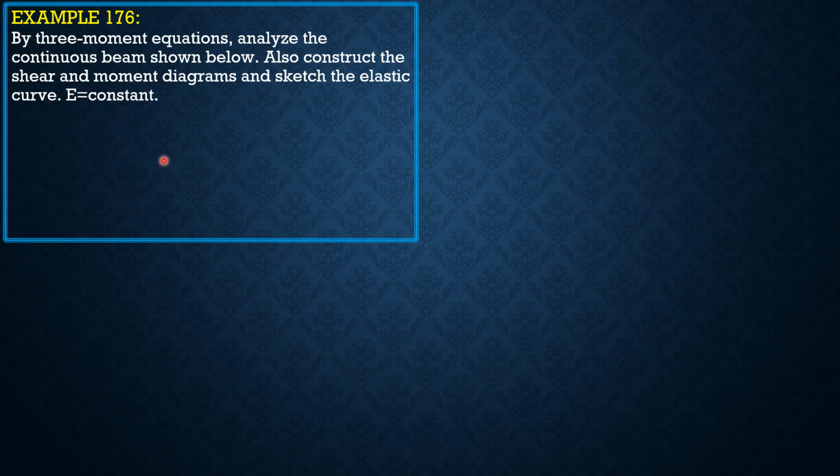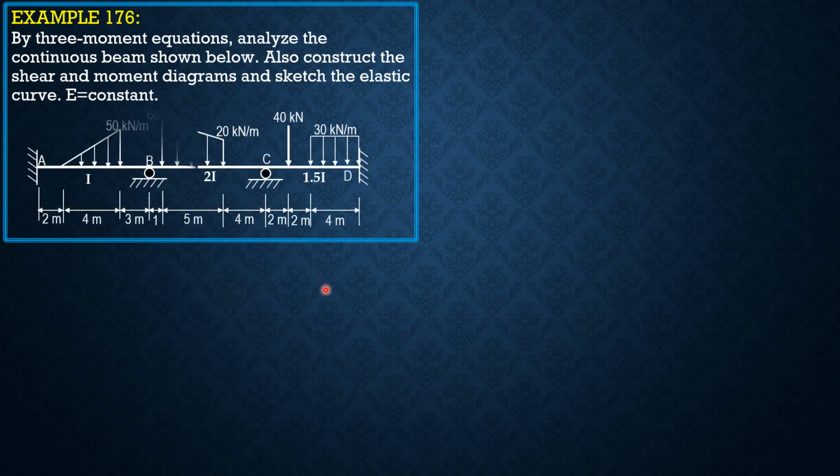E is constant because the moment of inertia of each segment of the beam is different for each segment. So first we transform A into an internal pin, because we have fixed ends A and D. Then extend it with a negligible span, call that A prime. The same is true at D, so extend D prime.